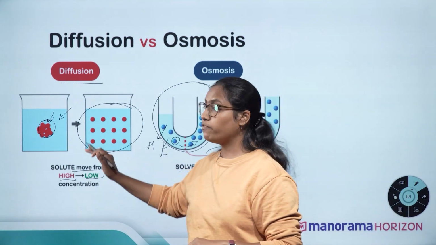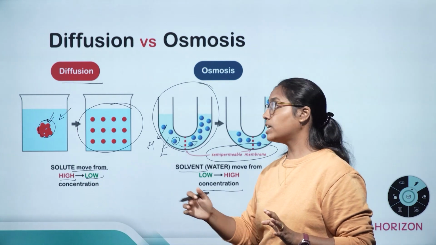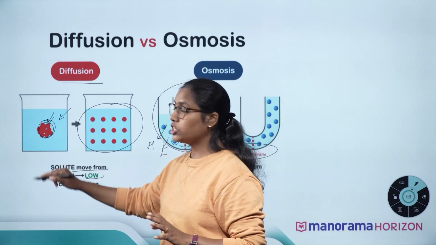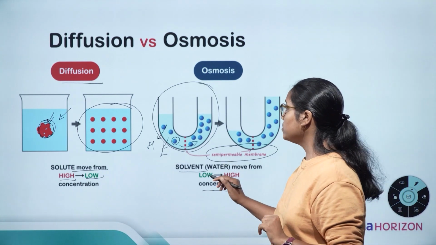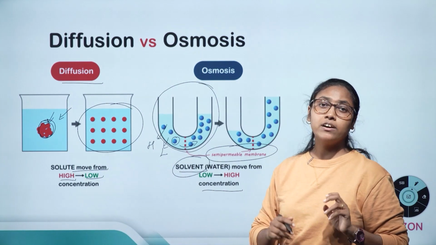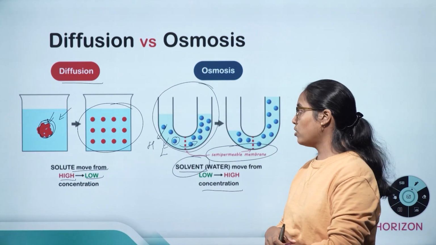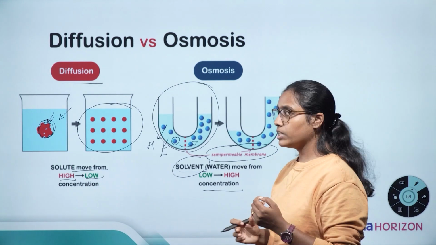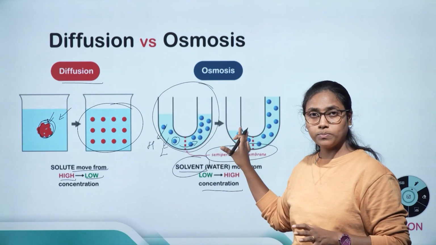So in diffusion we have seen that the movement of solute molecules takes place from a region of higher concentration to a region of lower concentration, whereas in osmosis we can see that the movement of solvent takes place from a region of higher concentration to a region of lower concentration. Okay, so is it clear? Is it clear what is happening between diffusion and osmosis?